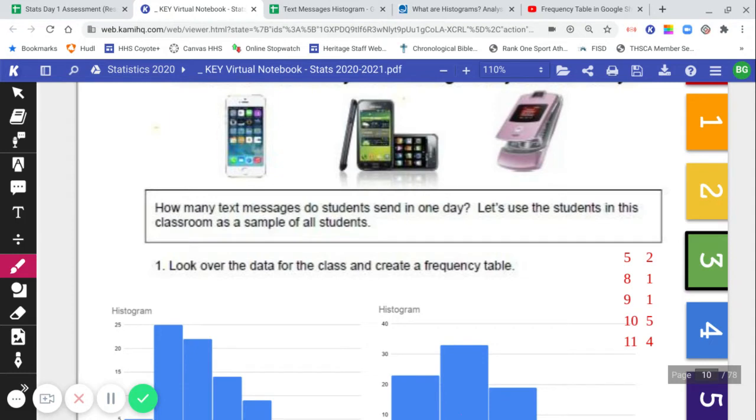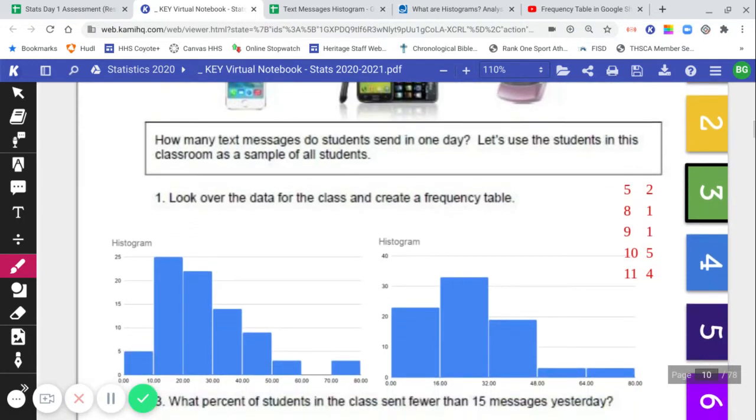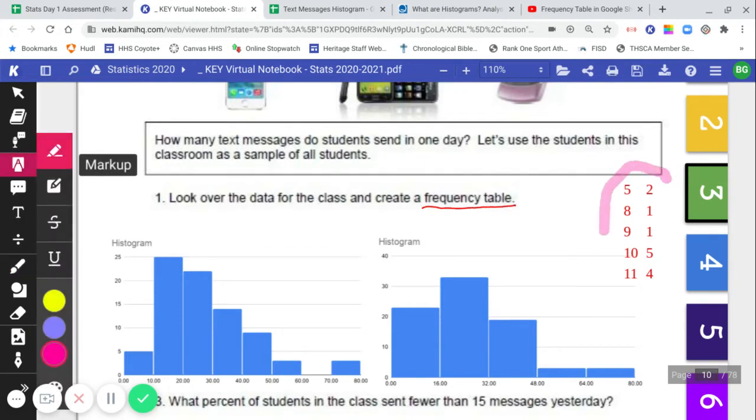Back at the beginning of school, we had you enter some answers to questions on a Google Doc, but one of those questions we did not do was, how many text messages do you send in a day? We're going to try to answer that with some data that I collected last year from classes. And we're going to do some things. First of all, we're going to do something called a frequency table, which you guys did a couple of lessons ago. Well, I'm showing a frequency table over here on the right.